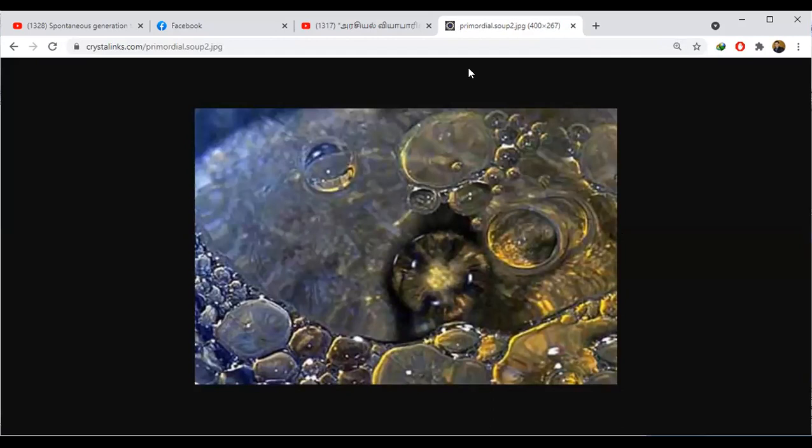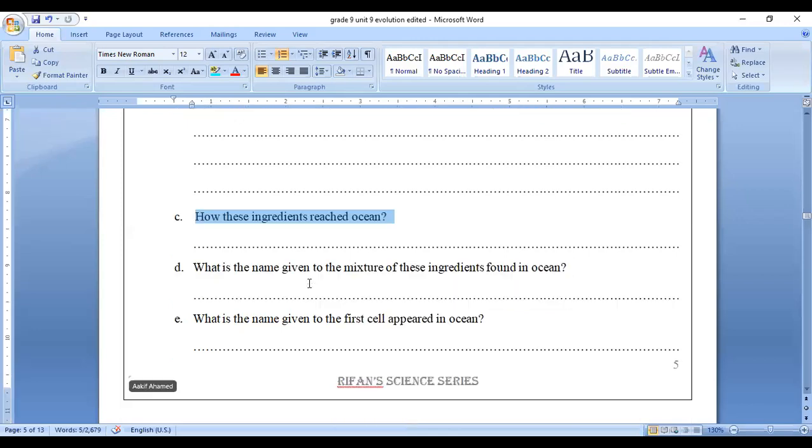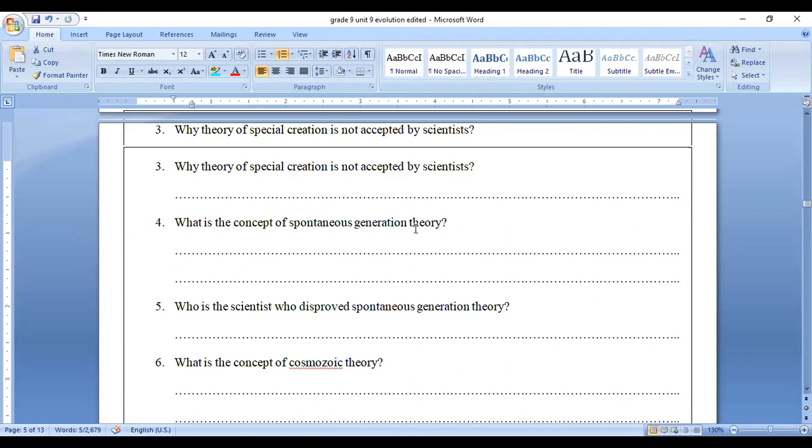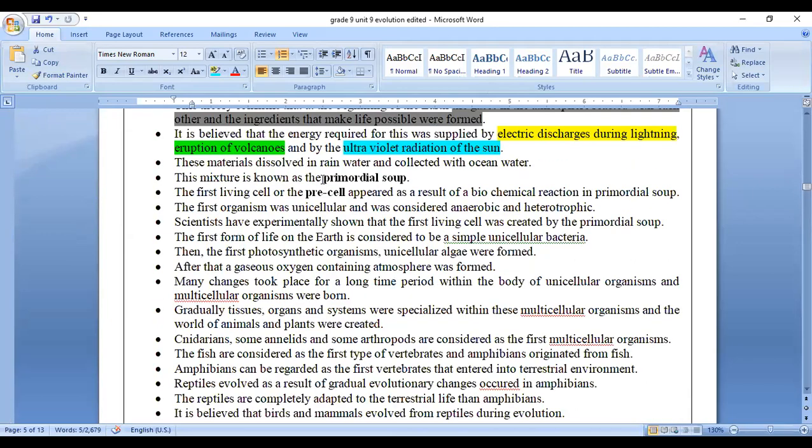Is it clear? What is the name given to the mixture of these ingredients found in the ocean? How do you call that? Primordial soup.